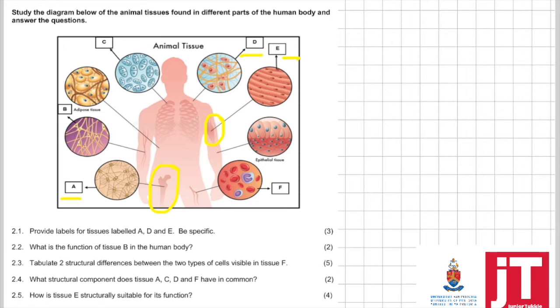Right, 2.2. What is the function of tissue B in the human body? Now, this is tissue B. And if you look nicely, it's pointing to a nerve in the body. And we know the nerve is made up of nervous tissue. So they are asking you now, what's the function, for 2 marks, of nervous tissue?